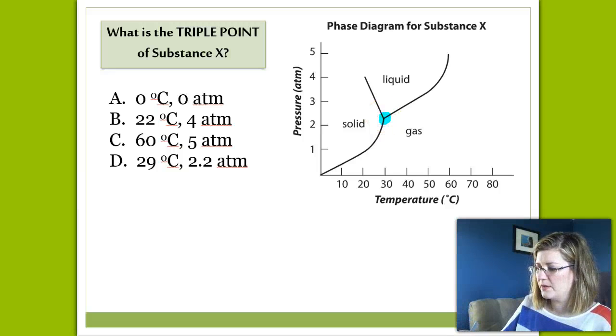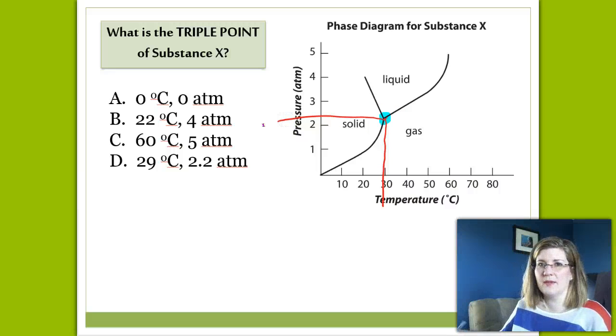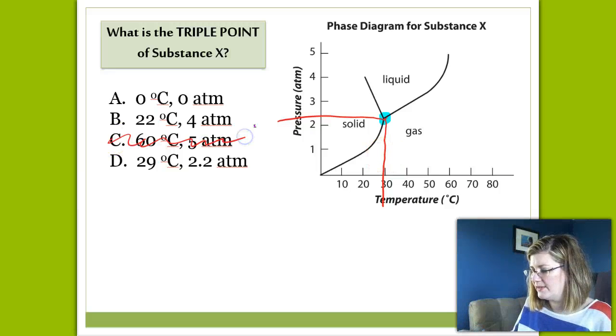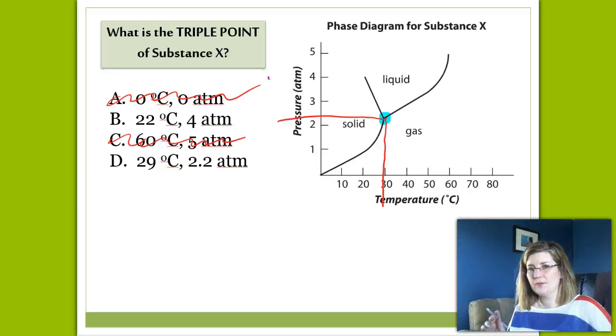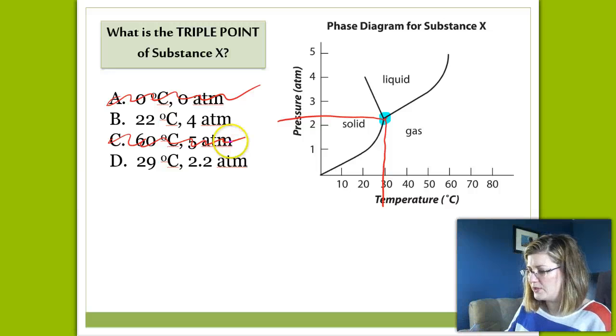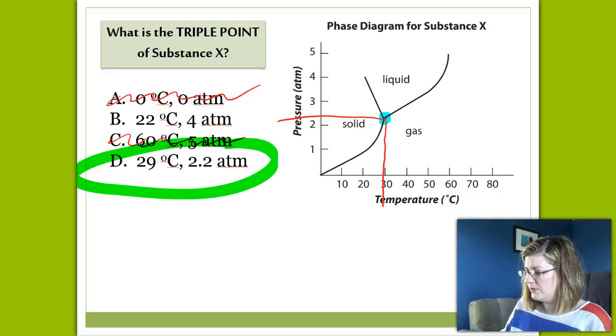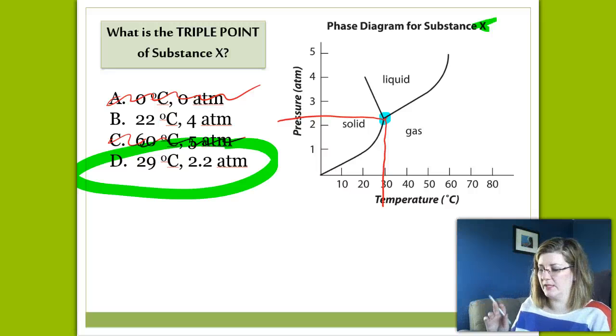Alrighty, so here's the triple point. We're just going to basically do our work backwards here. We found the point. We're going to drop our line down, and we're going to draw our line across. Of course, I've not got a steady hand here, so something around 30 degrees C. So we could throw out 60 and we could throw out 0 as options. It's either going to be 22 or 29, and I think it looks closer to 29. And then we could look at the pressure, and of course the pressure is closer to 2. So the correct answer here would be D. At a pressure of 2.2 atms and 29 degrees C, this substance X, whatever it is, is going to be a little bit of solid, a little bit of liquid, and a little bit of gas.